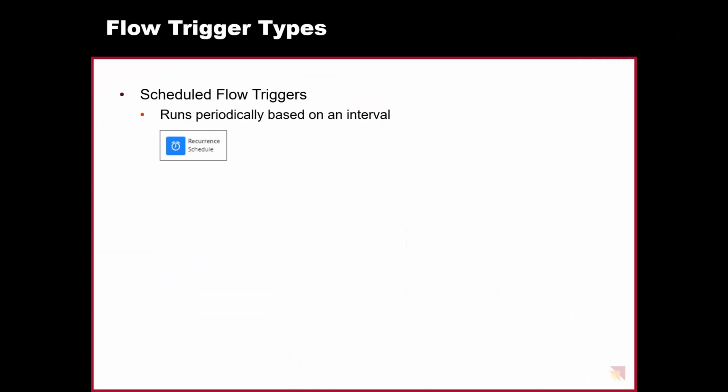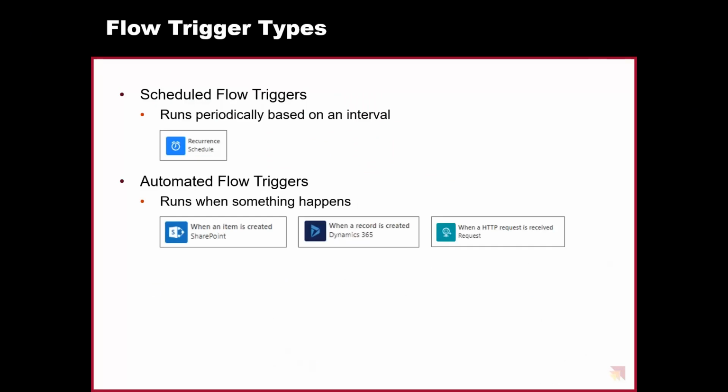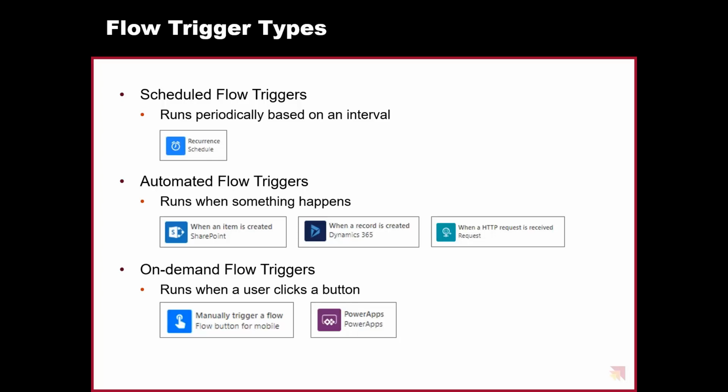Now, some of the other triggers run when something happens. An item's created in SharePoint, a record's added to Dynamics 365. You can also create a trigger that basically just fires whenever someone submits an HTTP request to a certain endpoint. Okay, and then there's on-demand triggers. Sometimes I just want a trigger that doesn't really have much to do with the data other than a button in Flow or in my Canvas app.